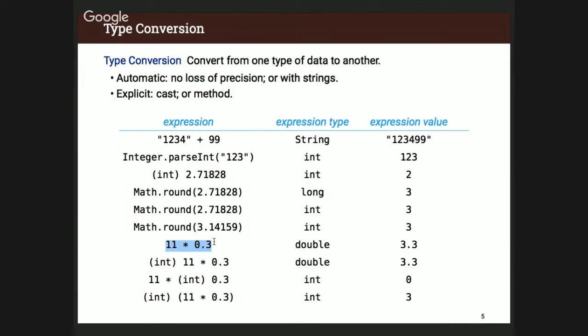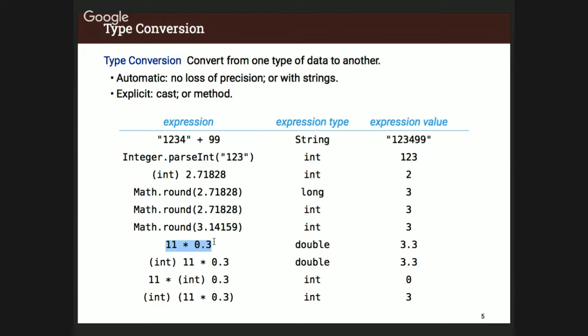It will automatically change 11 to 11.0, and then I have double times double, which is safe again, and it will give me an answer which is also a double. Okay, so that's called automatic type conversion. Then there are 2 other ones that I have to do explicitly.